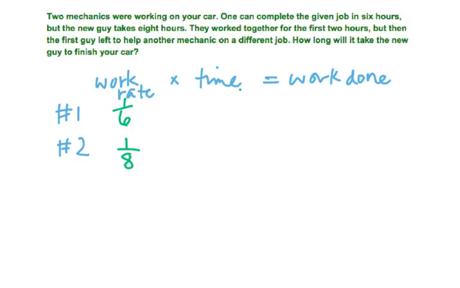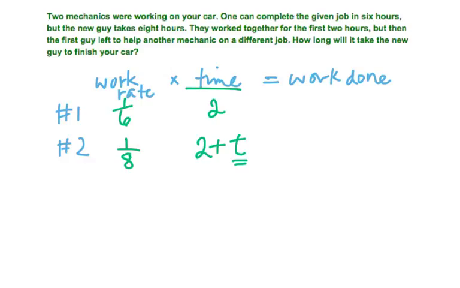Now, the time thing is a little bit different here. It's not just T, T, because they weren't working together the whole time. They worked together for the first 2 hours. Okay. So then the first guy left to do another job. So the first guy only worked for 2 hours. The second guy kept working. So he worked for 2 hours with the first guy, and then he kept on working for some amount of time that we don't know. So we're going to call that T, right? How long does it take the new guy to finish your car?